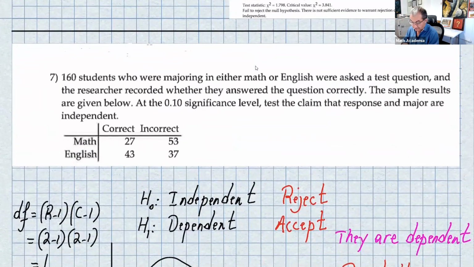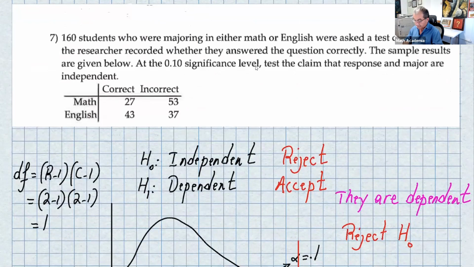Number 7, 160 students who are majoring in either math or English were asked a test question, and the researcher recorded whether they answered the question correctly. The sample results are given below. At 0.1 significance level, test the claim that response and major are independent. So here again, you can put response and major are independent for H0, or response and major are dependent for H1. But I just put independent and dependent for you to remember.